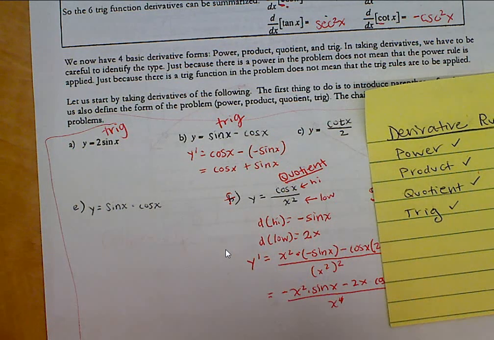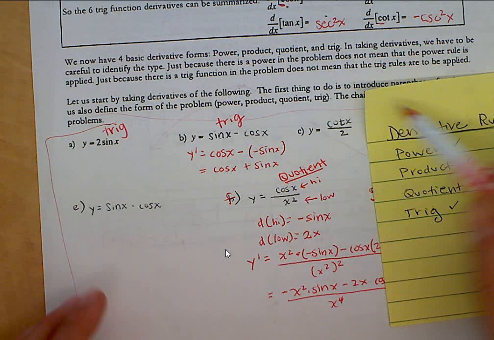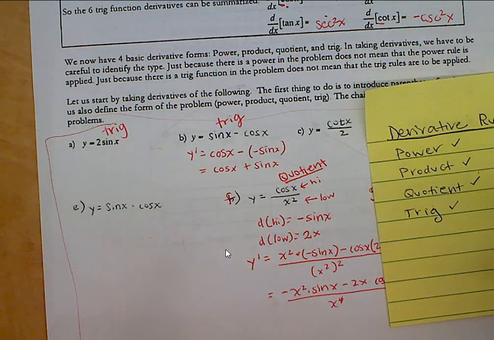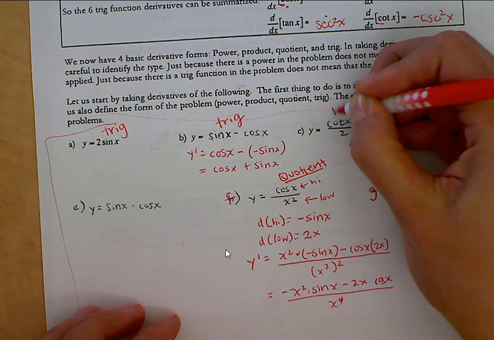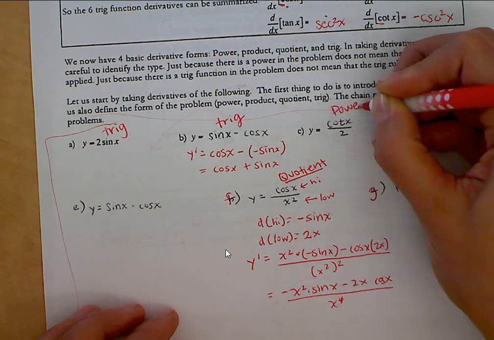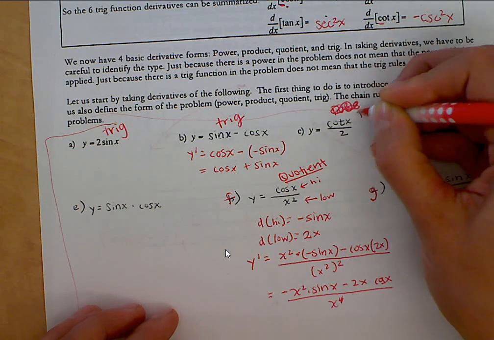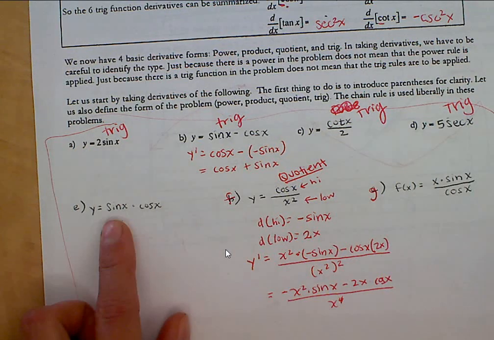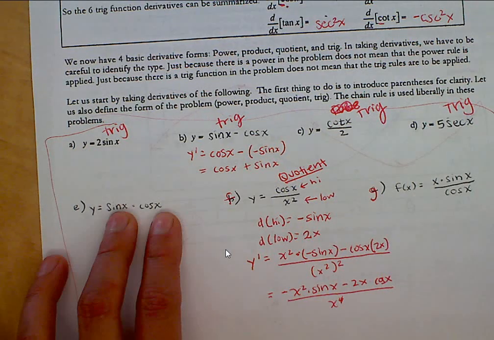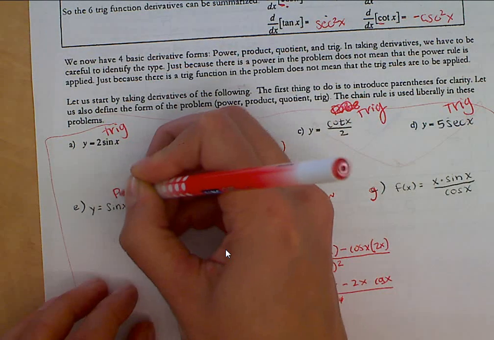So go ahead and pause me and label each of the following problems that we have not done as power, product, quotient, or trig. Go ahead and hit pause. Okay, and then, so, oops, that's not power. This one is just another trig. This one, even though we're multiplying times 5, is just another trig. In E, I am multiplying two functions together, so this is a product rule.